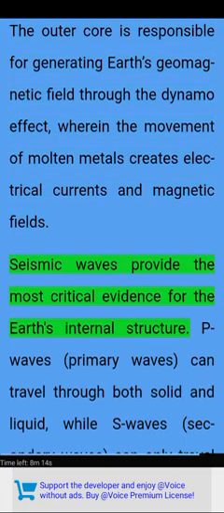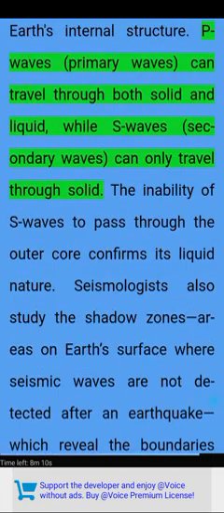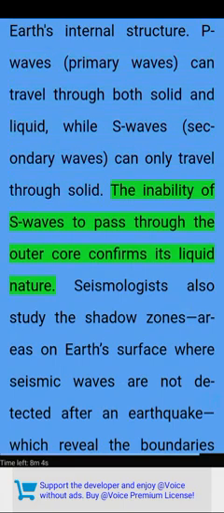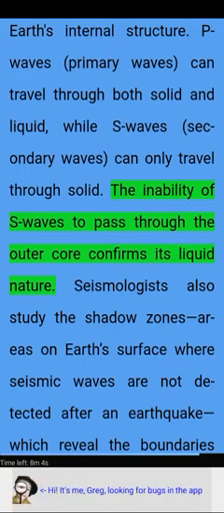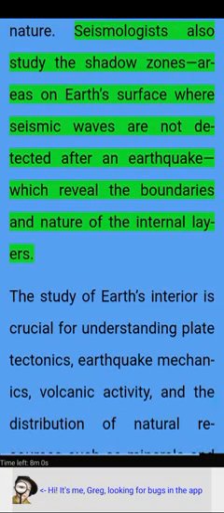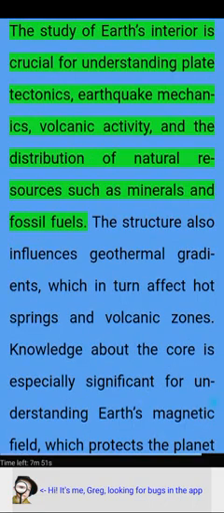Seismic waves provide the most critical evidence for the Earth's internal structure. P waves, primary waves, can travel through both solid and liquid, while S waves, secondary waves, can only travel through solid. The inability of S waves to pass through the outer core confirms its liquid nature. Seismologists also study the shadow zones, areas on Earth's surface where seismic waves are not detected after an earthquake, which reveal the boundaries and nature of the internal layers.